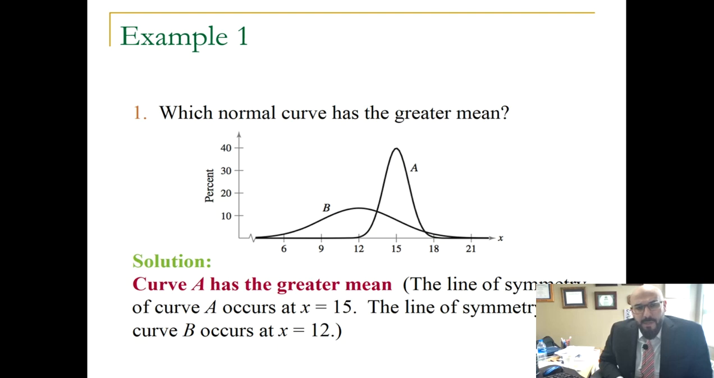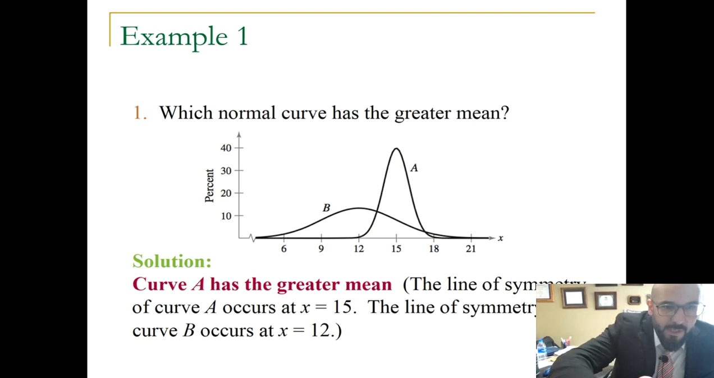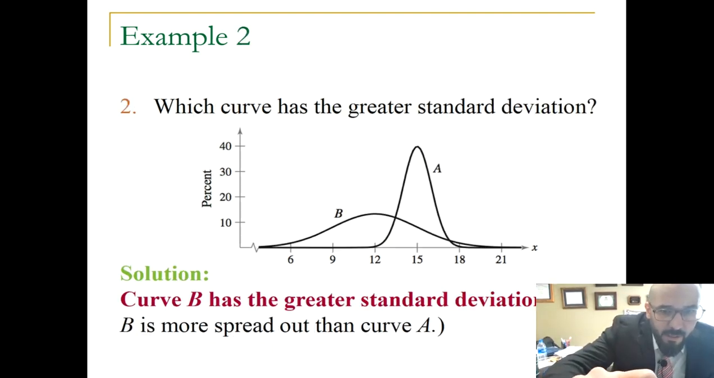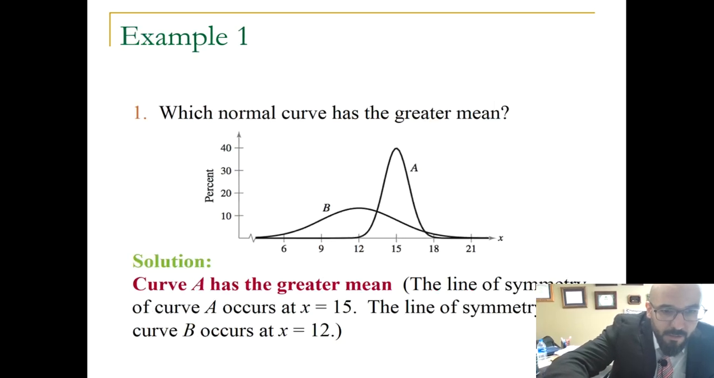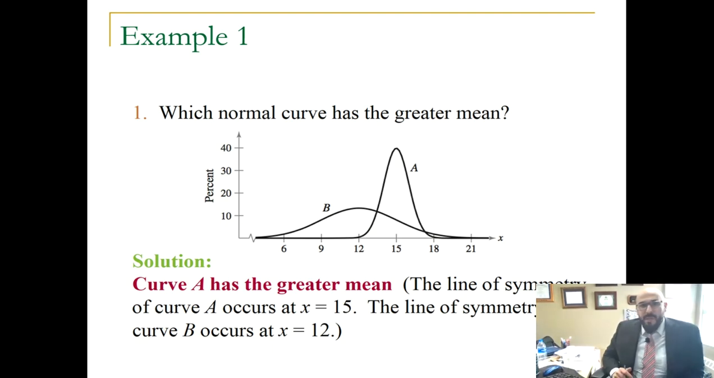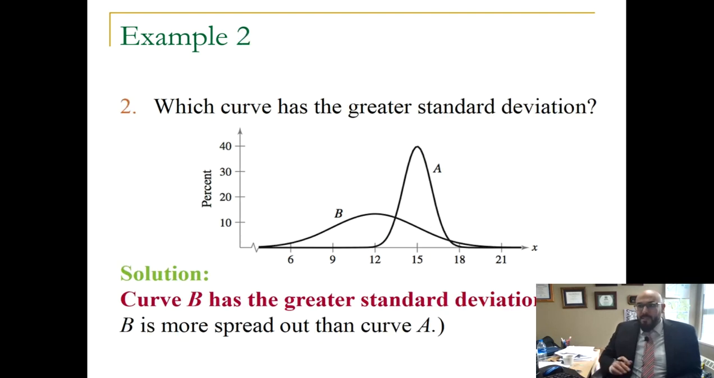Which normal curve has the greater mean, A or B? We know that the mean would be in the middle of each. Okay, so the mean for A would be about 15. The mean for B is about 12. How did we know that? Because we know the mean will be in the center of the normal curve. Therefore, A will have a greater mean than B. Moving on to the next example: which curve has the greater standard deviation?